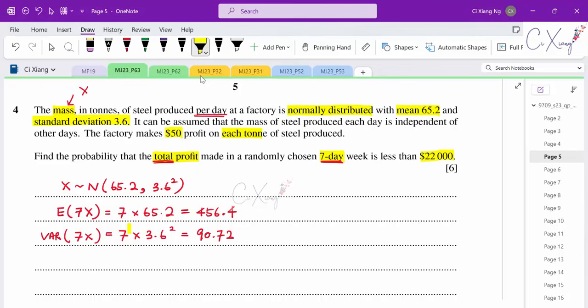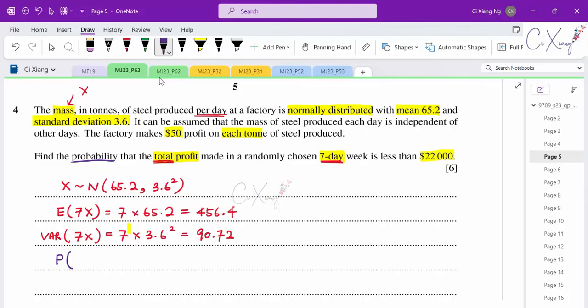This is the total mass produced. The mean and also the variance are for the total mass produced in 7 days. Now we come back to this question because they're asking for the probability. If I want to calculate the probability, right?